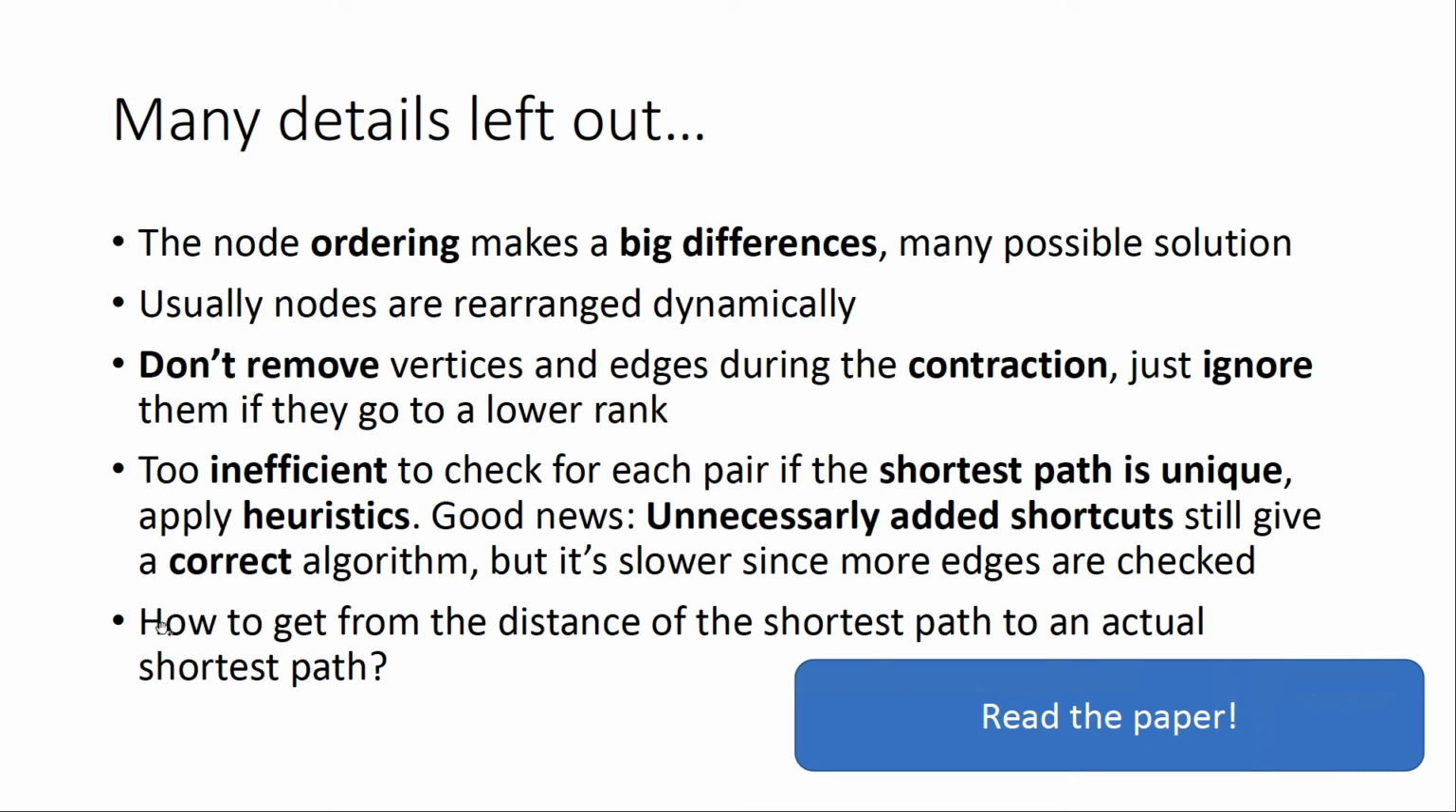Last, how to get from the distance of the shortest path to an actual shortest path. This is what I showed you. You have to store the contracted nodes with each edge, and then you have to go to each node and say, this was the shortcut, and I used it. Then the actual path was going from here to there, and there, like this, iteratively.